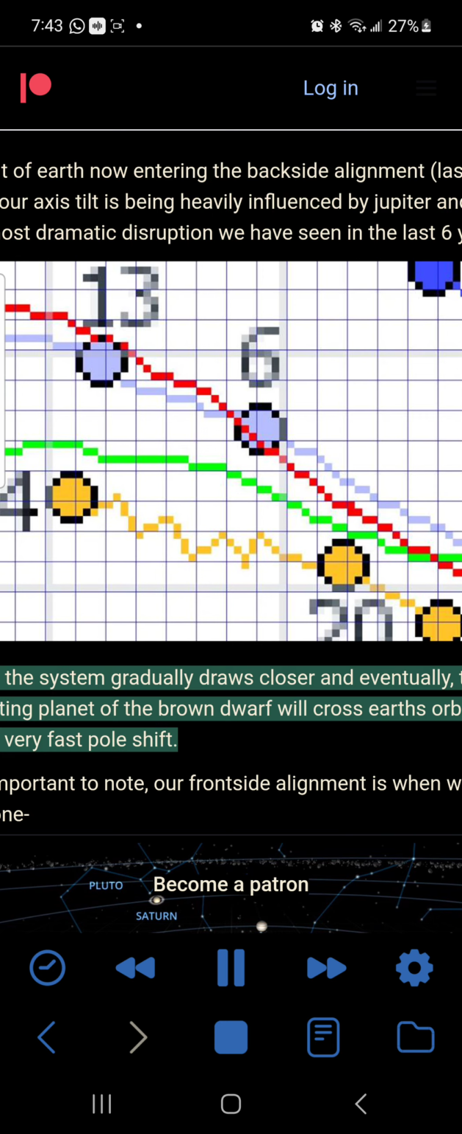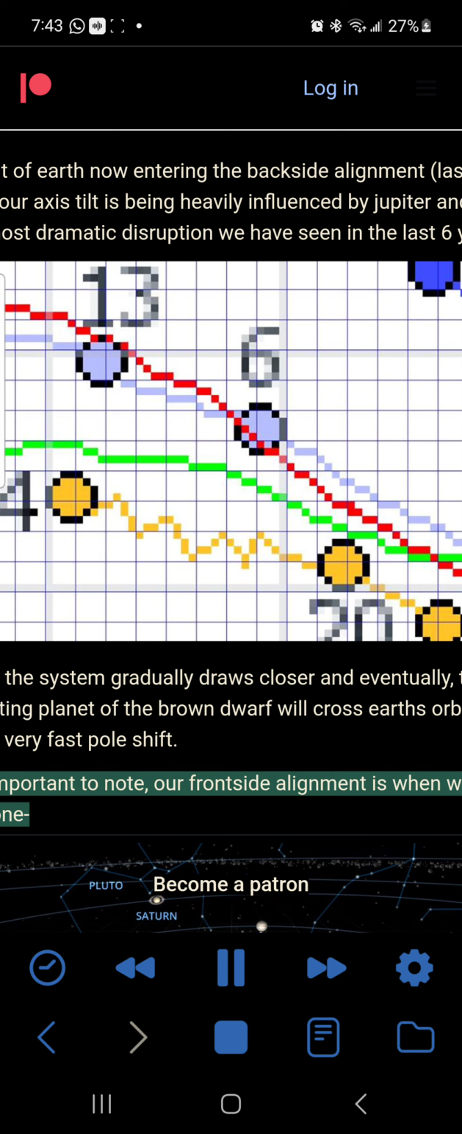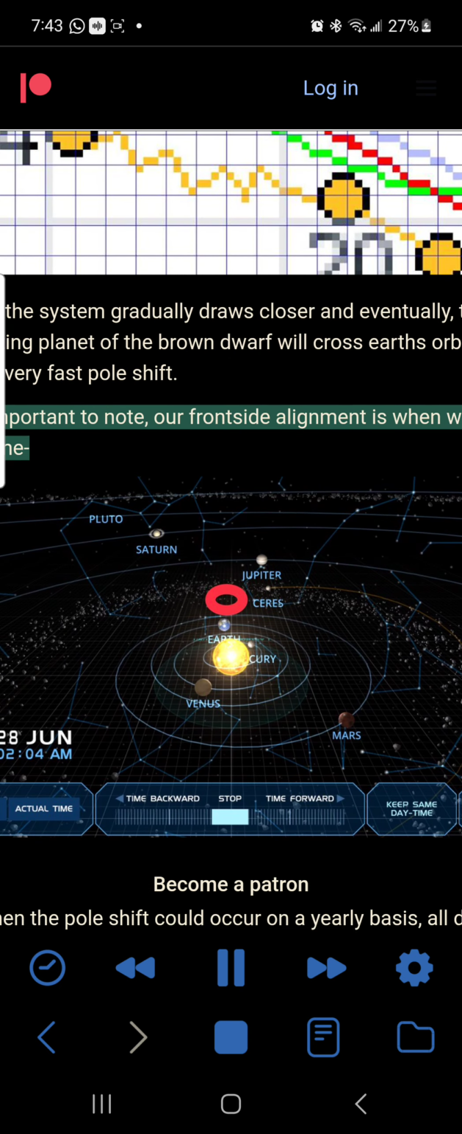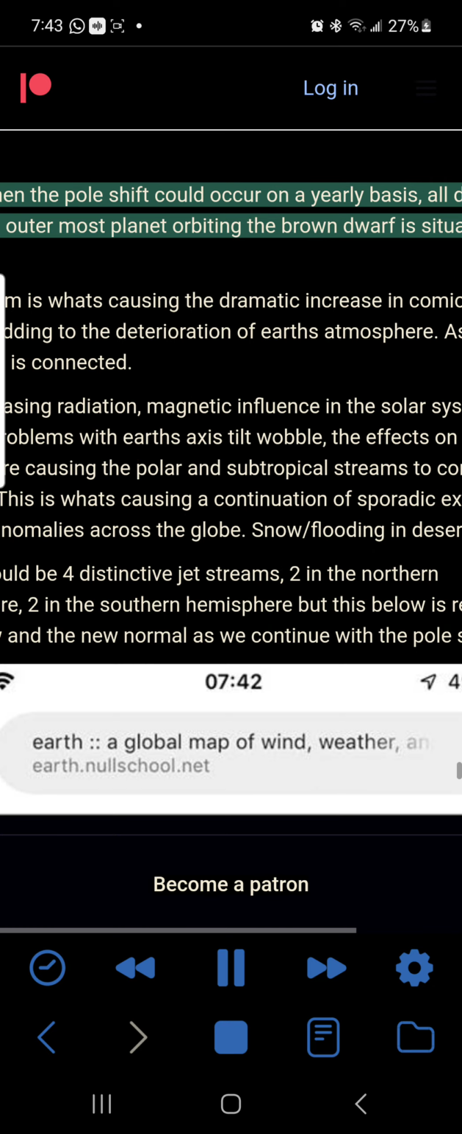Each year the system gradually draws closer and eventually, the outermost orbiting planet of the brown dwarf will cross Earth's orbital path, causing a very fast pole shift. It's also important to note, our frontside alignment is when we're in the danger zone. This is when the pole shift could occur on a yearly basis. It all depends where the outermost planet orbiting the brown dwarf is situated on its orbit.